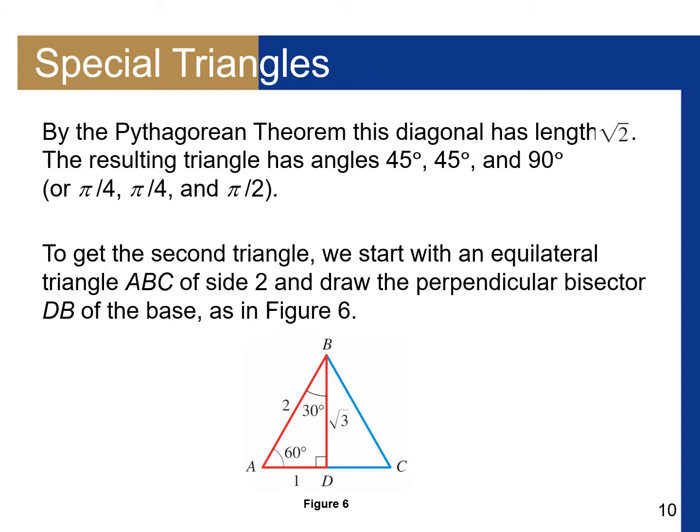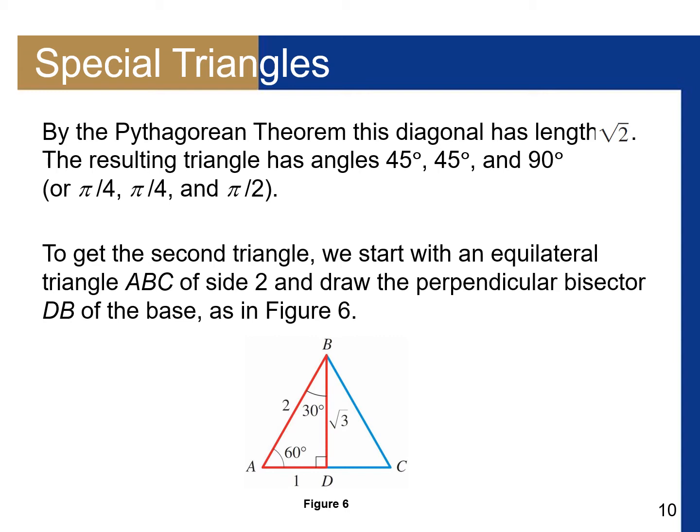By the Pythagorean theorem, we have a diagonal that has this length of the square root of 2, as we just showed, on the 45, 45, 90 triangle. Or you could say pi over 4, pi over 4, and pi over 2, if you're looking at the radian measurement.